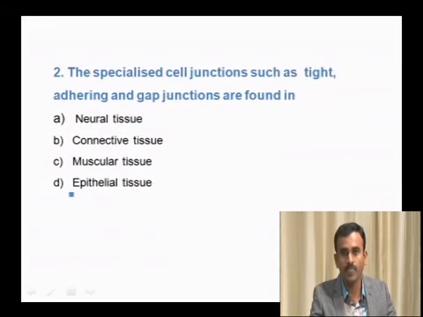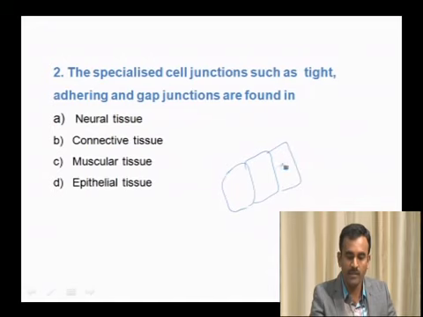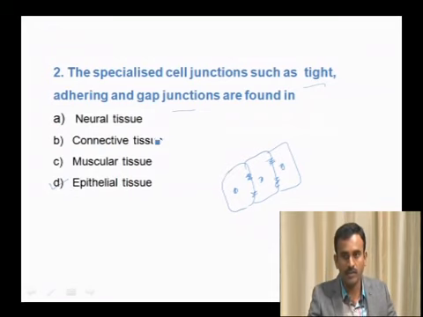Move on to the next question. The specialized cell junctions such as tight junctions, adhering junctions and gap junctions are found in. These junctions are the proteinaceous connections present between the epithelial cells, which help in cell to cell communication. Such adhering, tight and gap junctions are present only in epithelial tissue, and absent in neural, connective and muscular tissue. So the answer for this question is epithelial tissue.